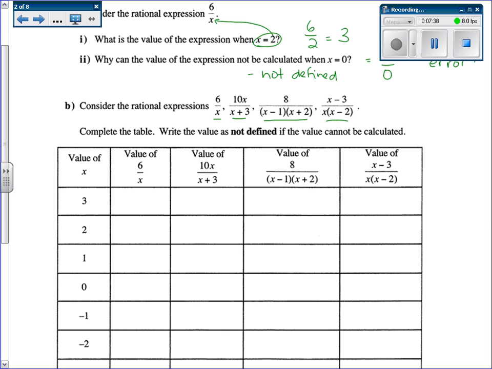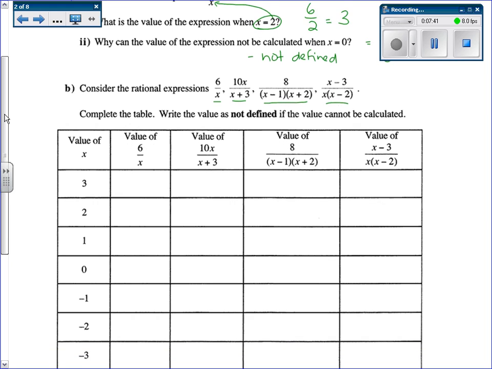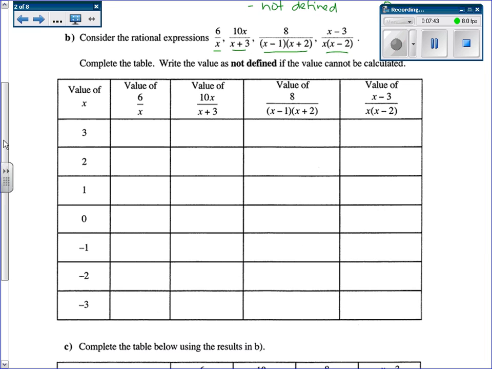So we're going to look at these 4 rational expressions, and we're going to plug in all these values for x into each one, and see what each of them equals. So we're just going to go across for each value of x. I'm going to try and squish it in here. I don't know that it's going to fit very well, but 6 divided by 3 is 2. 10 times 3 divided by 3 plus 3 gives me 30 divided by 6, which is 5. 8 divided by 3 minus 1 times 3 plus 2 gives me 8 divided by 3 minus 1 is 2.